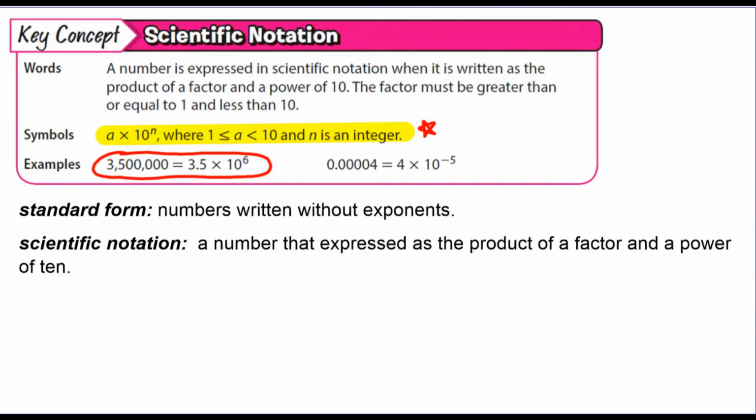And we can also write very small numbers here. Here we have 0.00004, which is tenths, hundredths, thousandths, 10,000ths, 100,000ths, 4 100,000ths. And that's equal to 4 times 10 to the negative fifth power. Remember that negative powers mean that the number is very, very small. It doesn't mean that it's negative. So just a review of what those negative exponents mean.